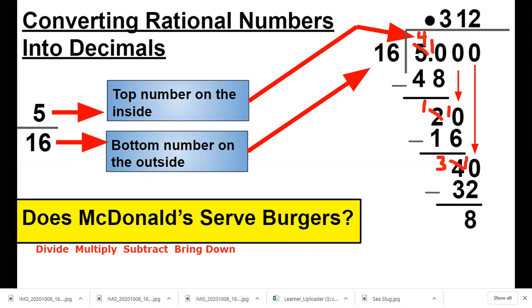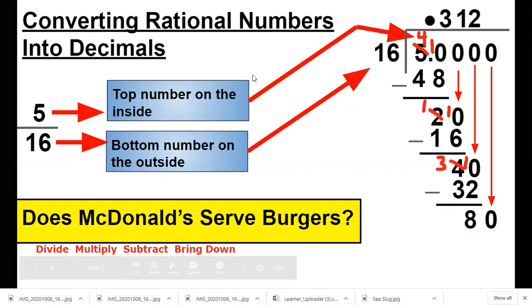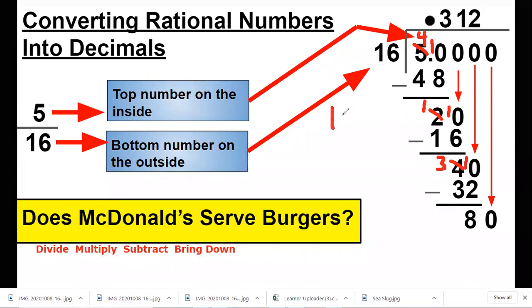So what are we going to do? We're going to bring down a number. So we have to put another 0 there and bring it down. Again, I use my arrow so that I know I put my 0 next to my 8. Now we have to do 16 into 80. 80 divided by 16. And I think we figured that out earlier when we did 16 times 5.